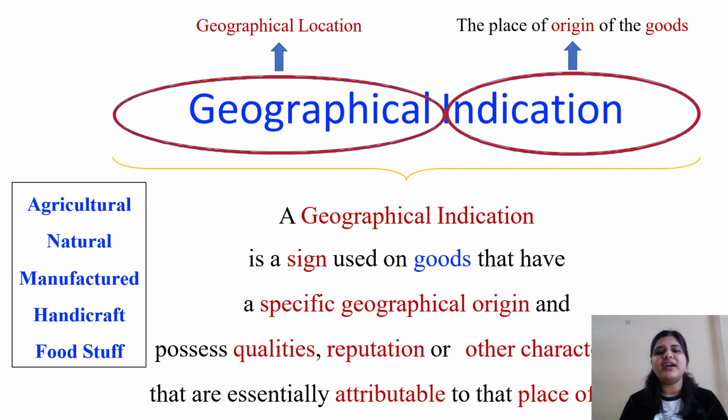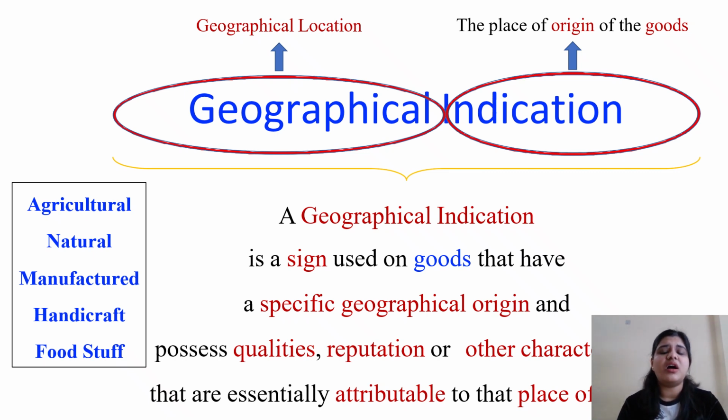In this slide we have the bifurcation of the term geographical indication into two words, geographical and indication. So what does geographical denote? Geographical is nothing but the geographical location of the goods, and indication is the place of origin of the goods. Now what do these goods include? These goods are manufactured goods, natural goods, agricultural goods, handicrafts and foodstuffs. These five types of goods can be registered under the GI Act.